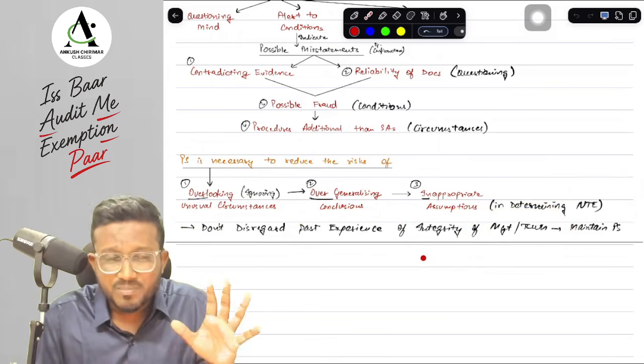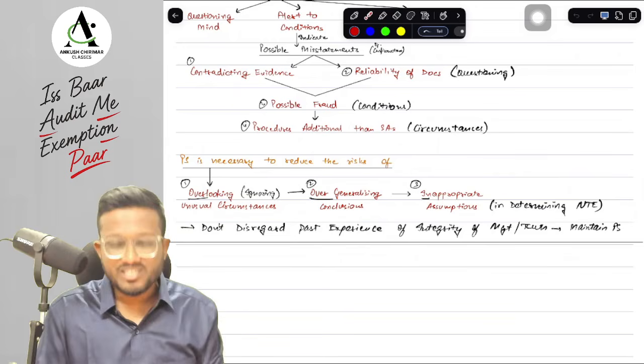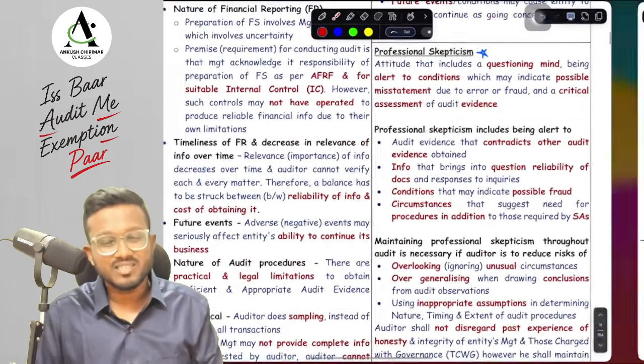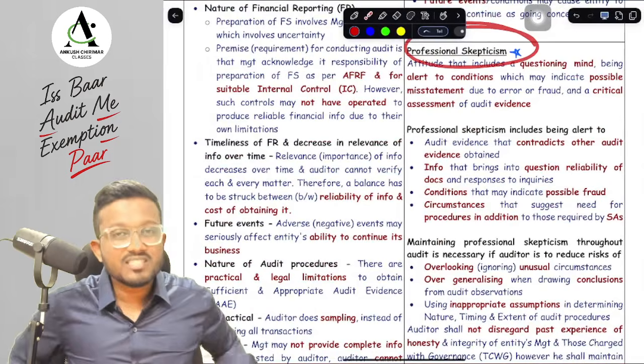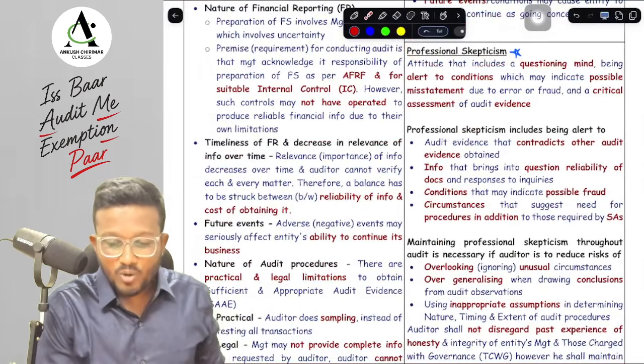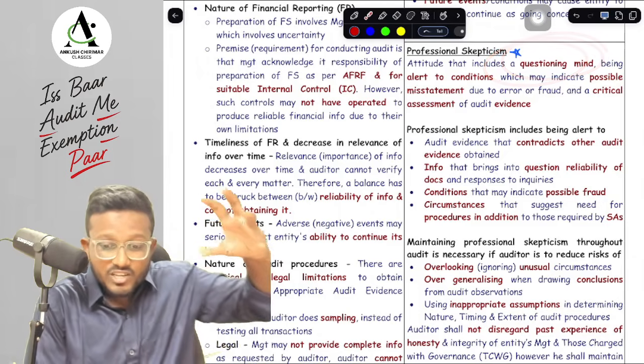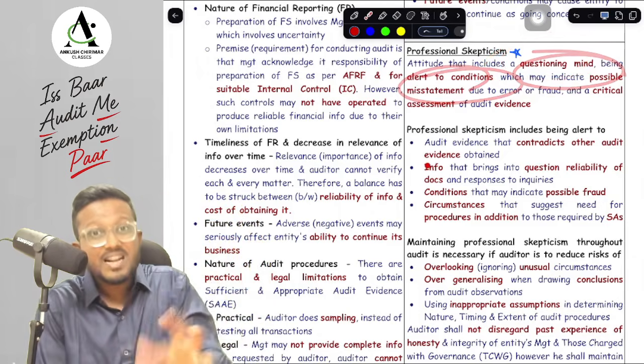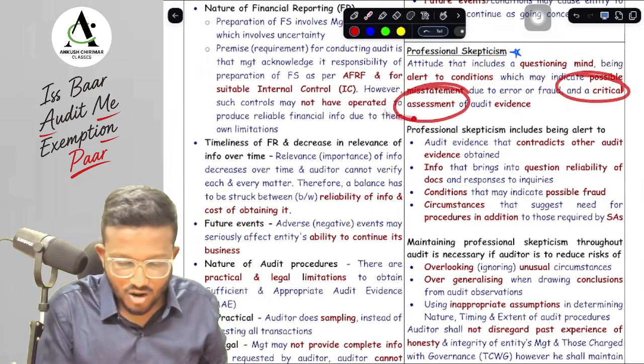You should not ignore that experience, but still you need to maintain professional skepticism. That is also important. So professional skepticism is basically what? You are maintaining an attitude of questioning mind. You are being alert to conditions that may indicate that there is a possible misstatement, and you are giving a critical assessment of audit evidence.